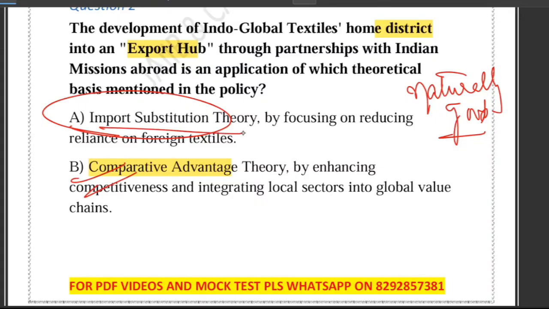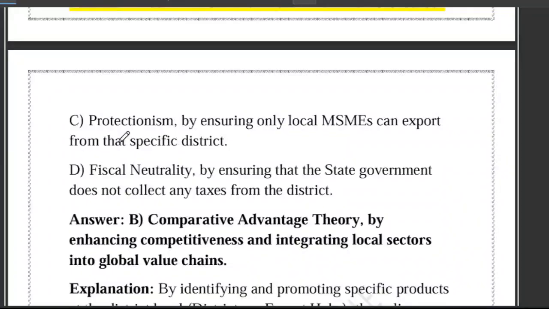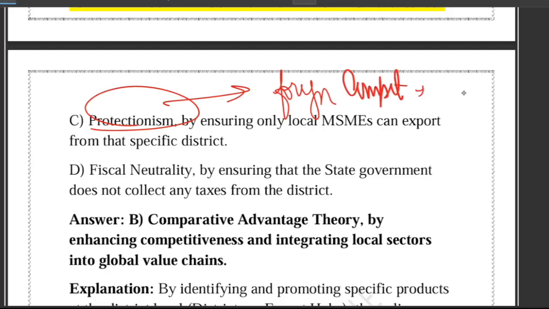Option number A is about import substitution, which is about reducing imports and being self-reliant internally. Here the goal is exporting, not avoiding imports. That's why option A is wrong. Option C says protectionism. Protectionism means restricting foreign competition, but this policy promotes global integration. So please remember, whenever I say protectionism, it simply means restricting foreign competition.